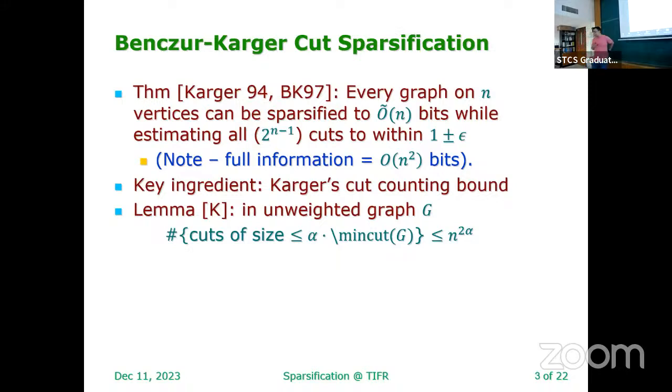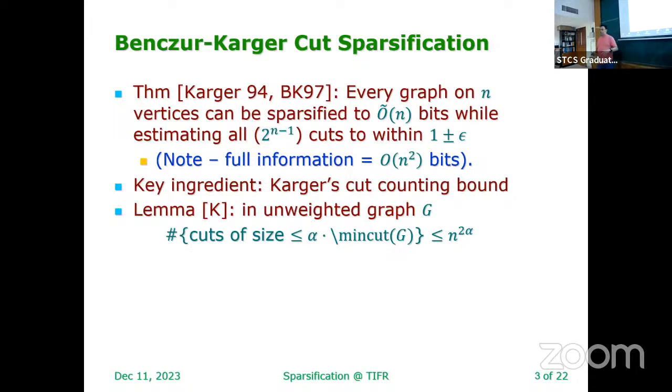One of the key ingredients, and we'll return to this later, is the way Karger proved this. Benczúr and Karger proved these bounds by giving a cut counting bound, which says that in any graph whose minimum cut value is c, if you look at how many cuts have value at most alpha times that, think of alpha as a small positive integer, the number of such cuts is actually polynomial. For all choices of alpha, this bound holds: n to the 2 alpha. In particular, if you're looking at cuts of size 10 times the minimum cut size, the number of such cuts is very small. It's a very beautiful structural result.